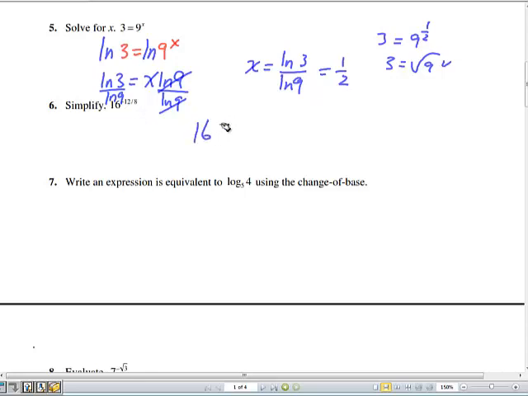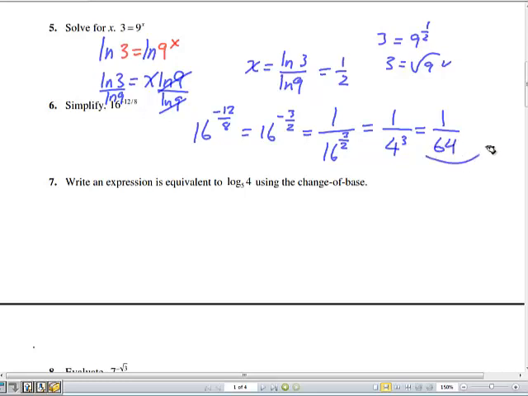Simplify. You have 16 to the negative 12 over 8. Now 12 over 8 can be reduced by 4, so this will be 3 over 2. And first, I'm going to use up that negative sign and flip it, because the negative means the reciprocal. Then I'm going to use up the denominator right here, that's a half, right? Just like half over here. This will be the square root of 16, which would have been 4. And now 4 cubed is 4 times 4 times 4, which is 64.